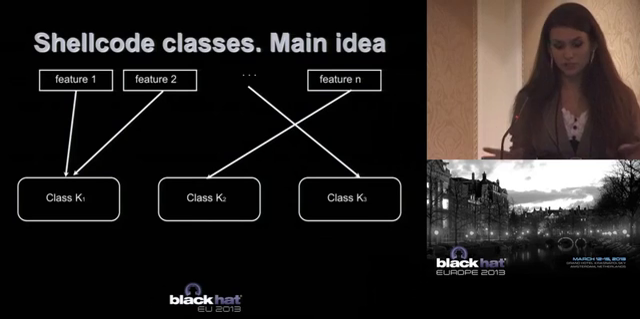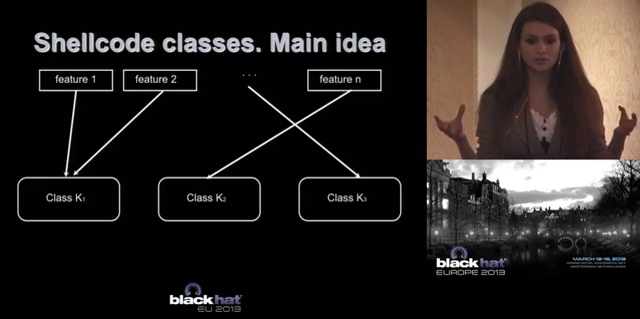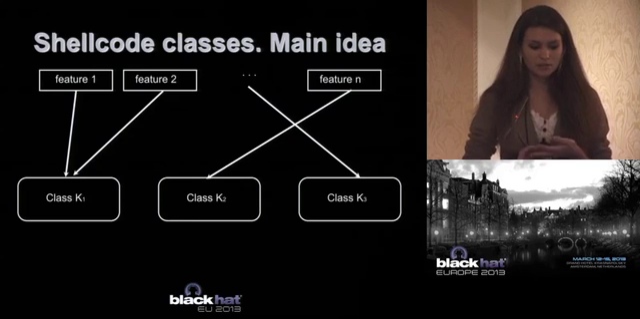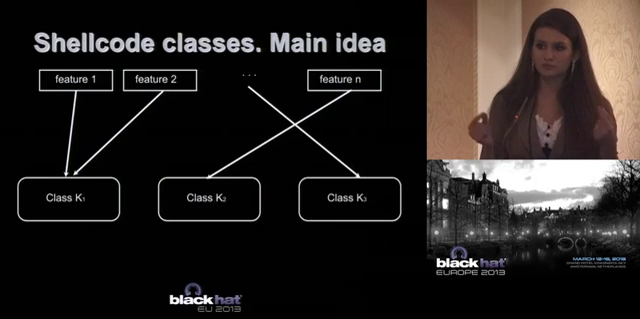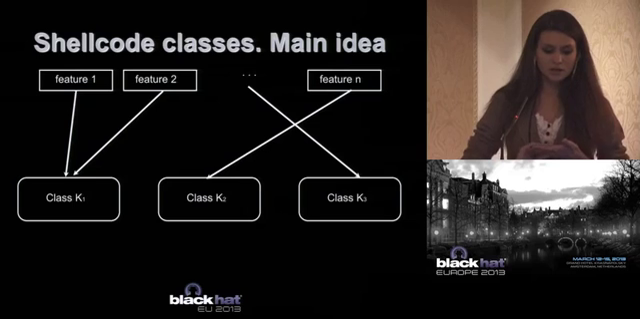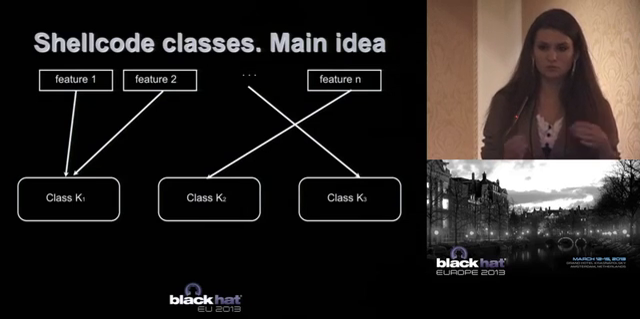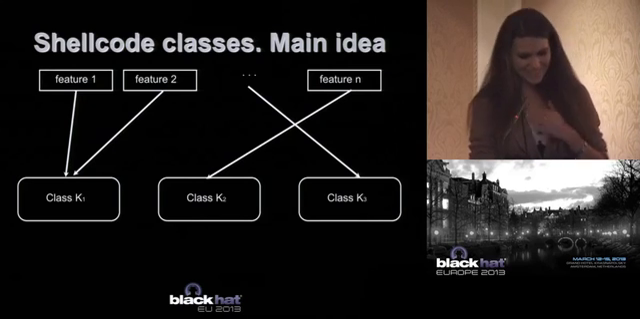Okay, so what do we have now? We have some set of features, and we want to split the overall shellcode space into some maybe partially overlapping classes. We require that each class be identified by a unique set of shellcode features. They could be overlapping, and thus every feature can be reflected in several classes simultaneously.